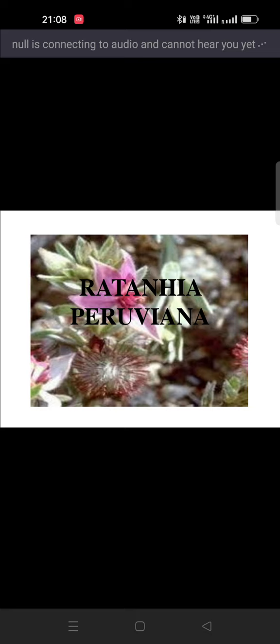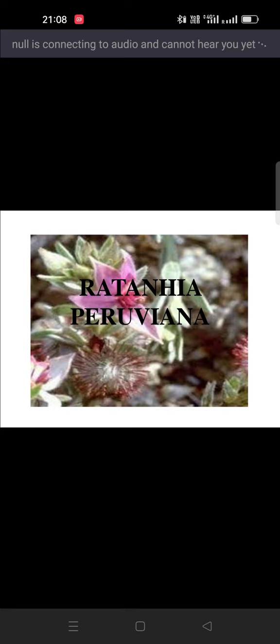Today we will read Ratania peruviana. You can look in the picture how Ratania looks. But which part of this plant is used in the preparation? Can anyone tell me which part of the Ratania is used in the preparation of this medicine? Dry root is used in the preparation of this medicine. Dry root. Okay.